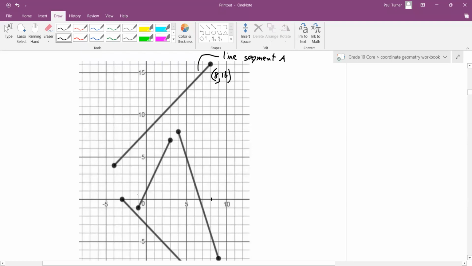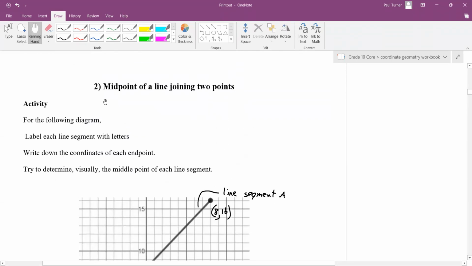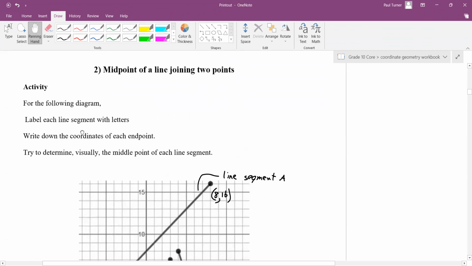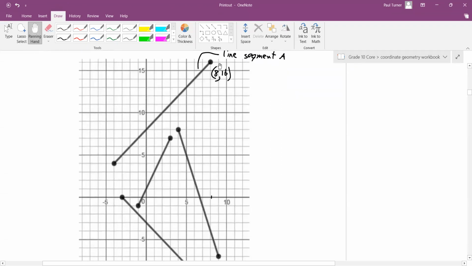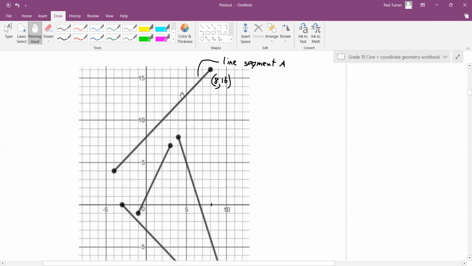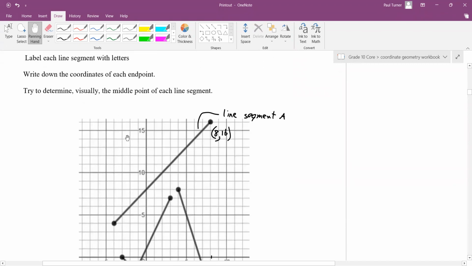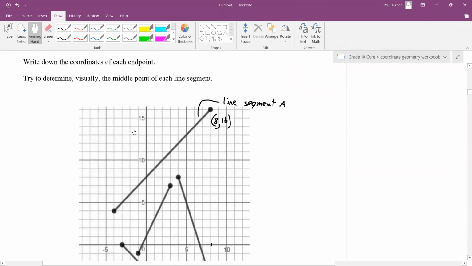So those of you just turning up, we'll do the core. So go to core on section 2, midpoint. So go to that. And we'll just do one together. So I call this line A, line segment A, and you can call these B, C, D if you want later on. And it says to label the coordinates of each point, the endpoint.